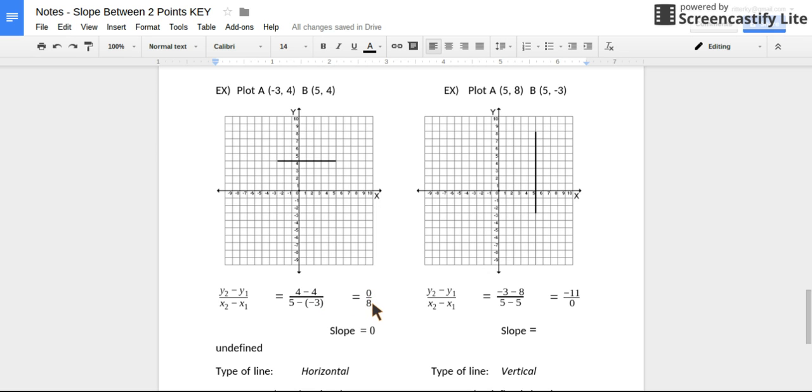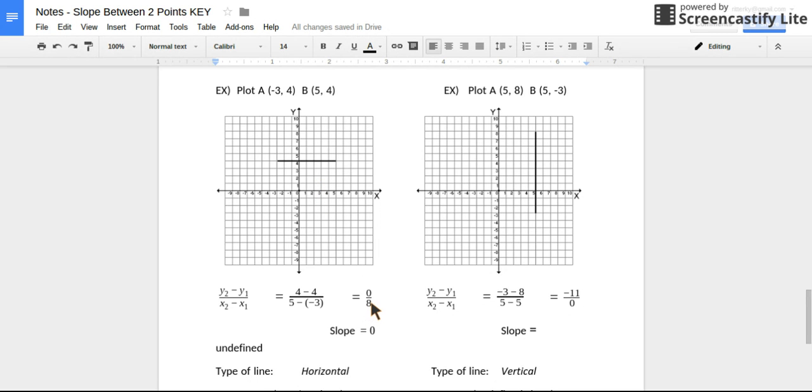And 0 divided by anything, doesn't even matter what the bottom is, it's going to give me a value of 0. But even if we simplify the bottom, we're doing 5 minus negative 3, we get positive 8. 0 divided by 8 is 0. Anytime the top of a fraction is 0, the whole fraction is 0. So what is this saying? It's saying that it doesn't rise at all. It has a 0 rise, so it's not going up or down.